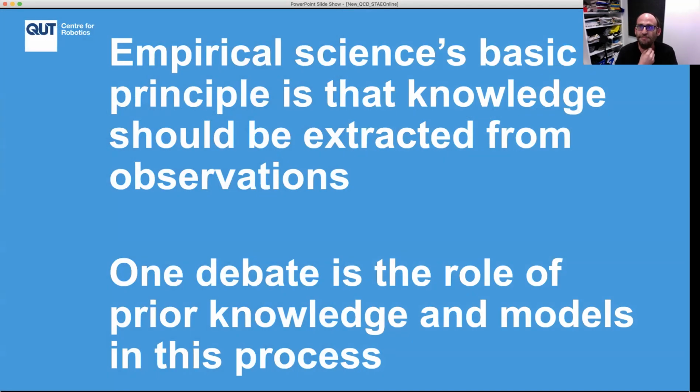And here's a big slide with a big claim. Empirical science's basic principle is that knowledge should be extracted from observation. I don't want to say anything controversial. Hopefully that's not too controversial a claim. I guess there's always room for discussion and debate about that. But the reason for me saying that is that's the frame I'm thinking in when I talk about what I'm going to talk about next. And I claim one debate is the role of prior knowledge and the models in this process. It's okay if you don't necessarily agree with that statement. I'm not trying to be controversial, but I am trying to frame the way I want to talk about what we discovered.